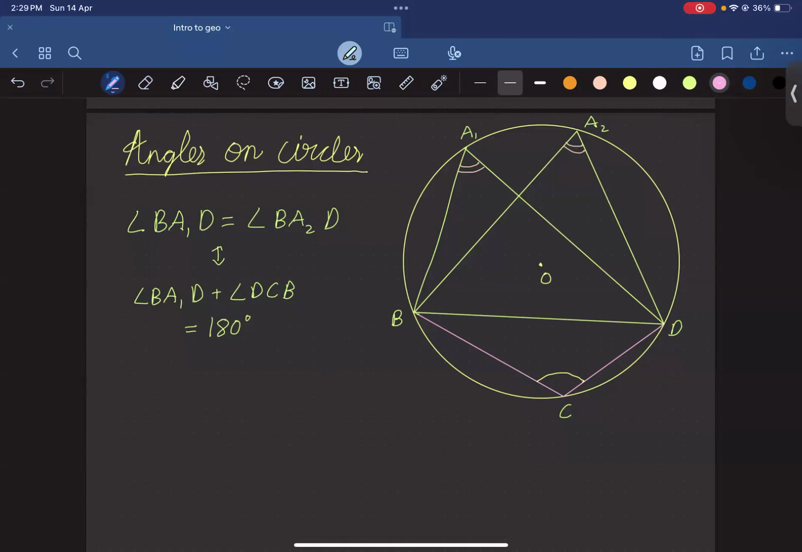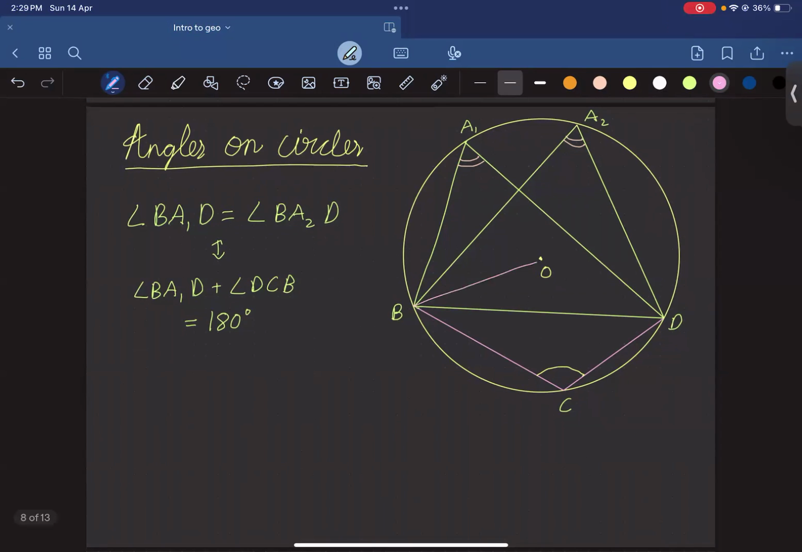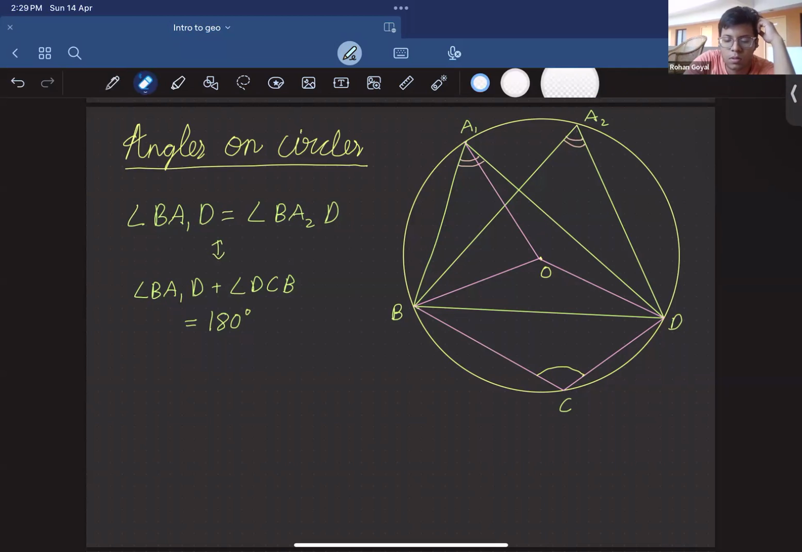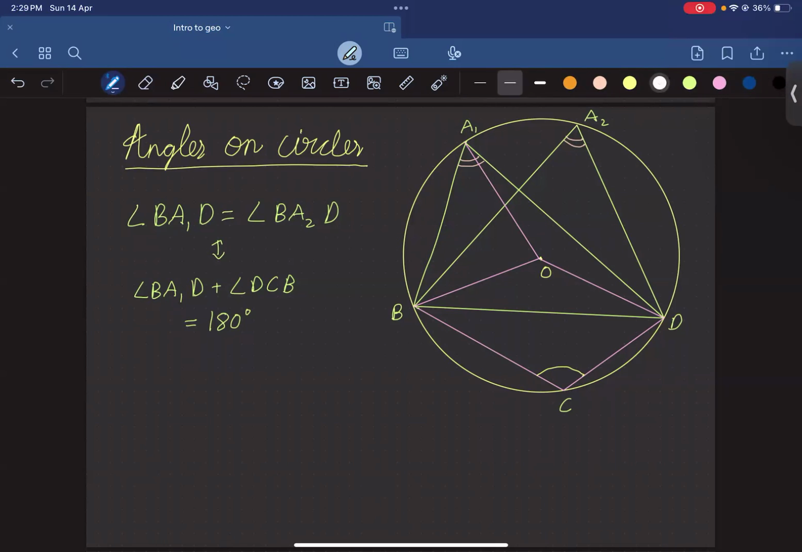Yeah, please go ahead. Yeah, I learned this in school. If we join BO and OD, then we get just that, and we also join A1 to O, then we get two nice isosceles triangles, and I guess that helps. Yes, very good.